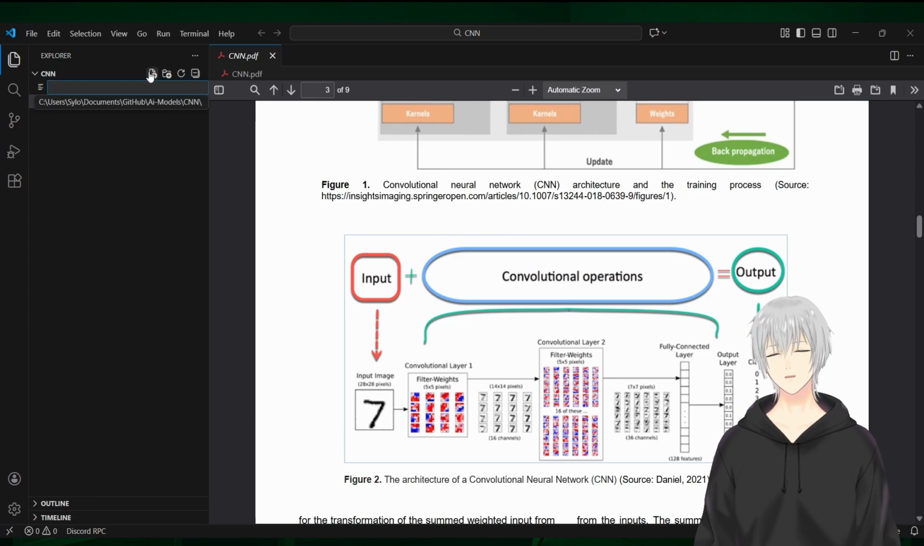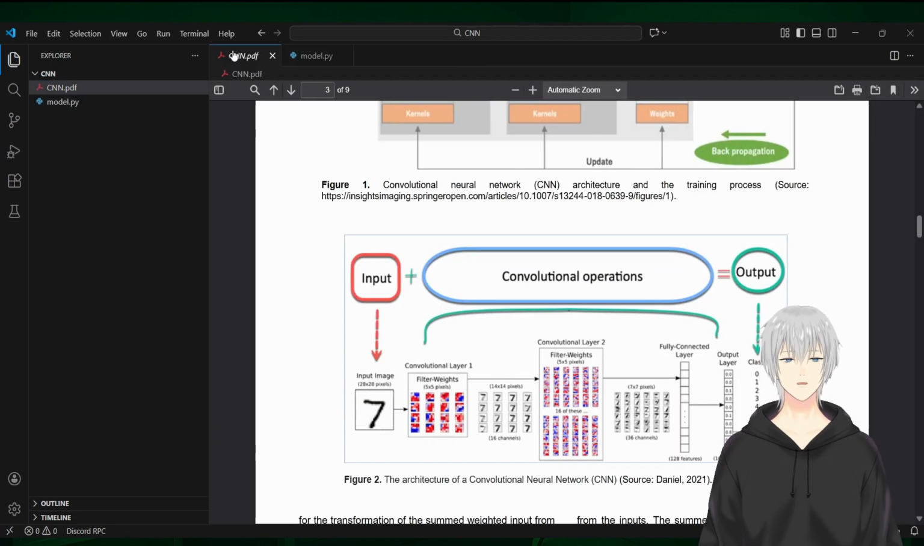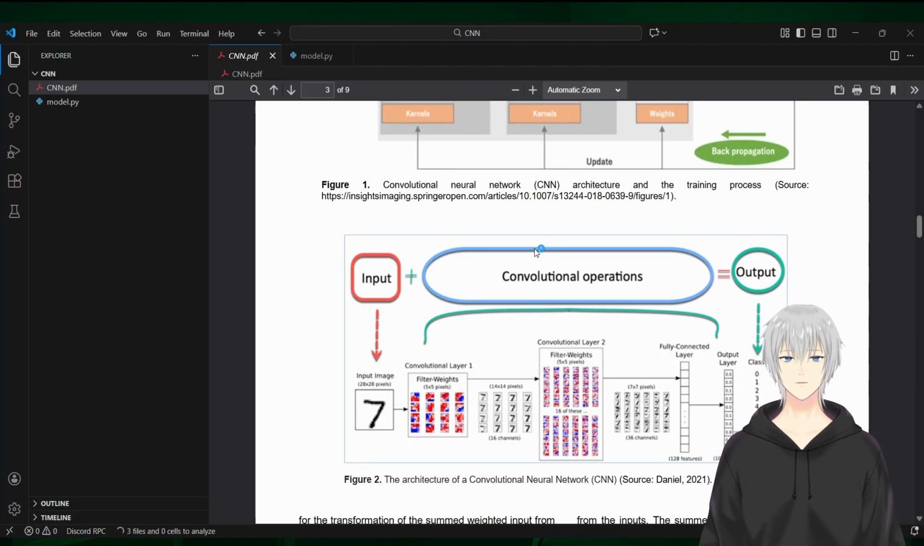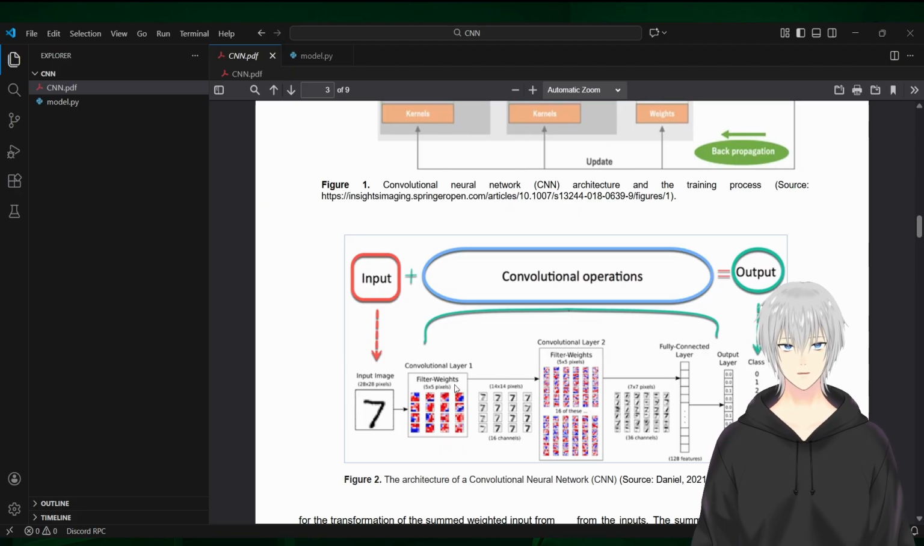Okay, let's make that for now. We have input plus convolutional operation is equal to output. So input is our image. Convolutional.